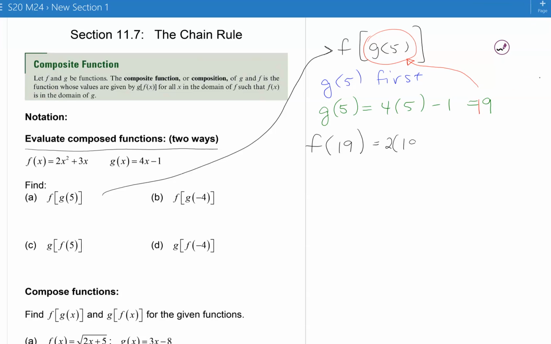So that's going to be 2 times 19 squared plus 3 times 19. And you're definitely going to need a calculator for these. And I'm getting 779. So that's one way to do it.